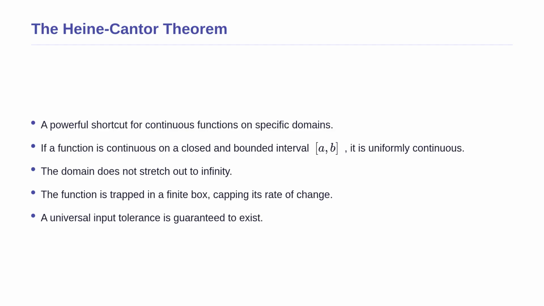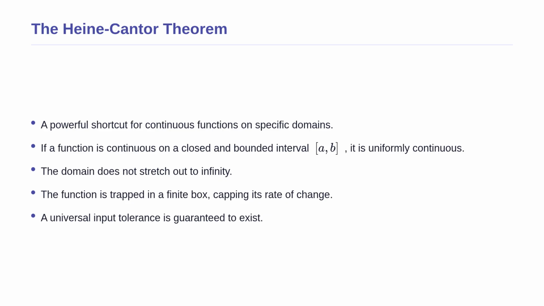We just saw how to prove uniform continuity algebraically, but there is a powerful shortcut known as the Heine-Cantor theorem. This theorem states that if a function is continuous on a closed and bounded interval, written as a to b in square brackets, it is automatically uniformly continuous.